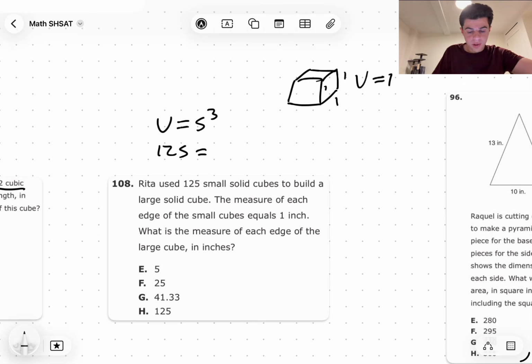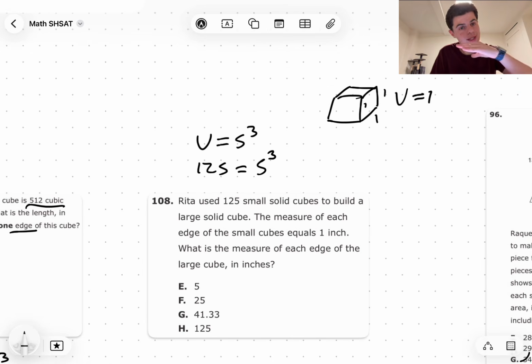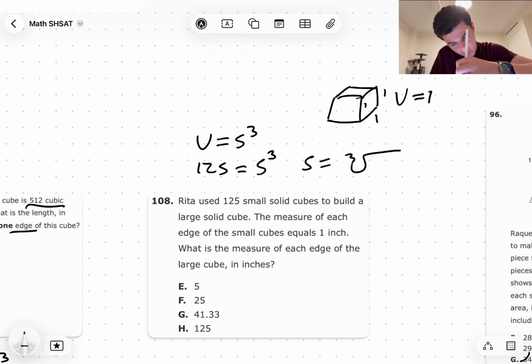1 inch cubed. Now, if we have 125 of those, we know the volume of the entire big cube has to be 125 inches cubed. So we can set that equal to S cubed, to find out how many cubes need to be used for one side. And so S equals the cube root of 125, which is 5.